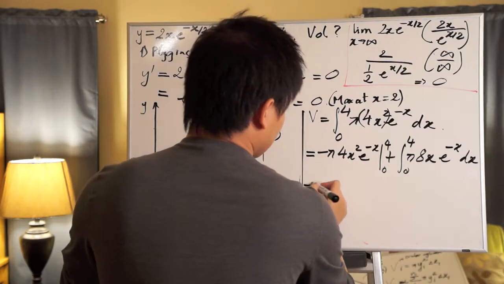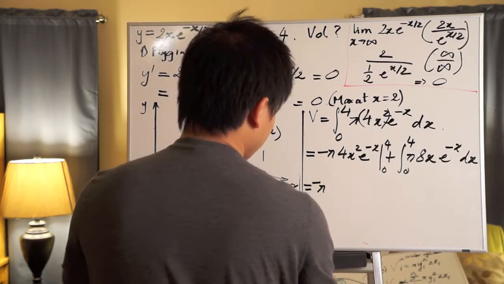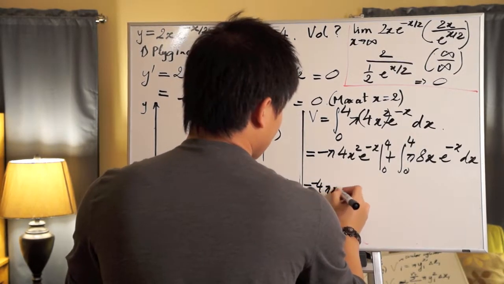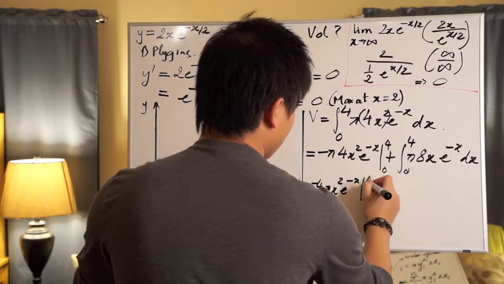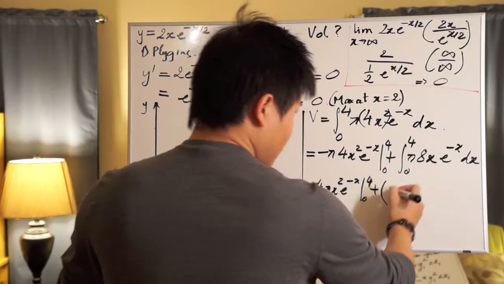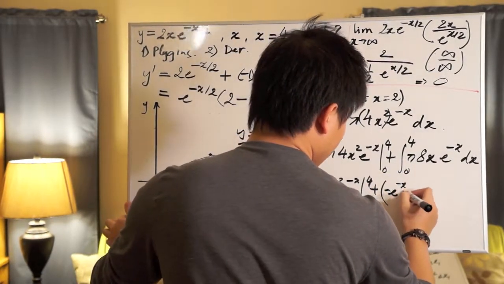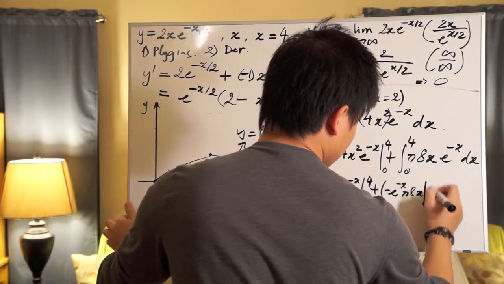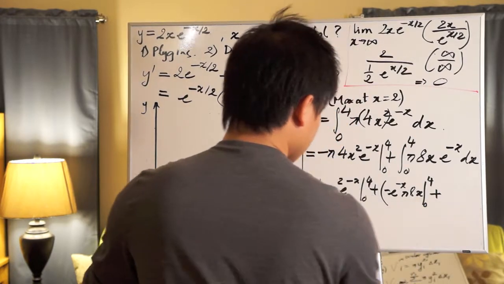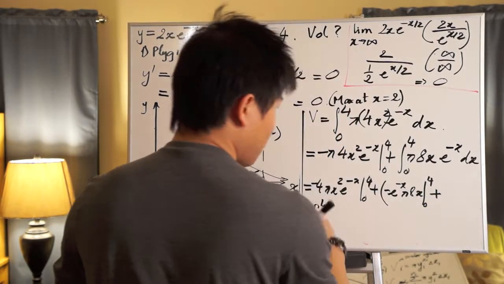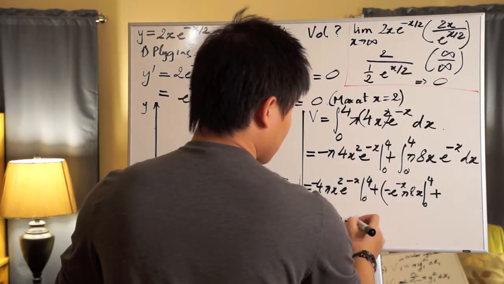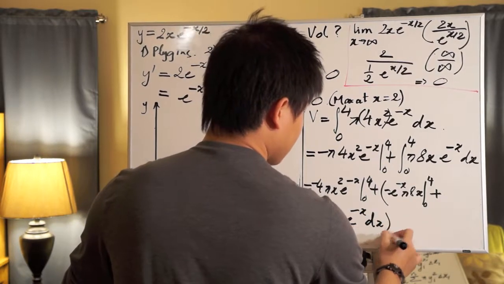Now, let's rearrange that a little bit. So minus 4 pi x squared e to the minus x, from 0 to 4, plus minus e to the minus x again, pi 8x, from 0 to 4. Minus a minus, that's a plus. But plus what? Plus, from 0 to 4, 8x, we choose this to be u again, so that would be 8 pi e to the minus x dx.